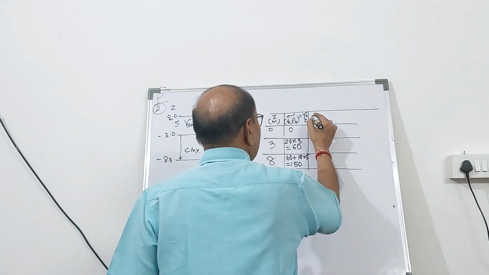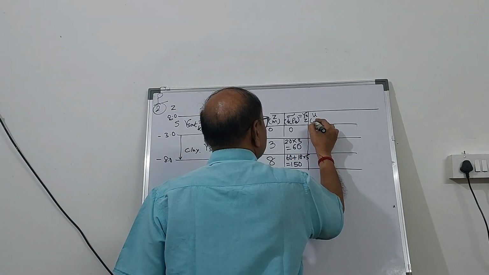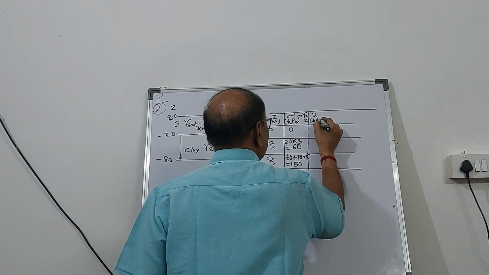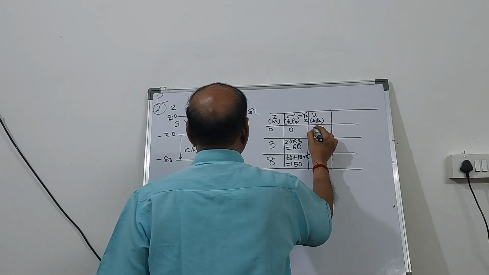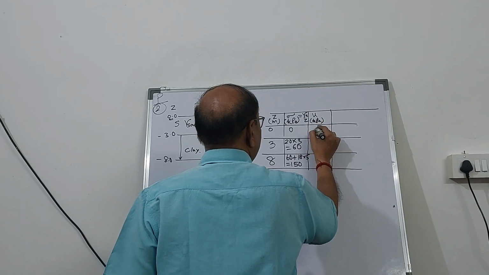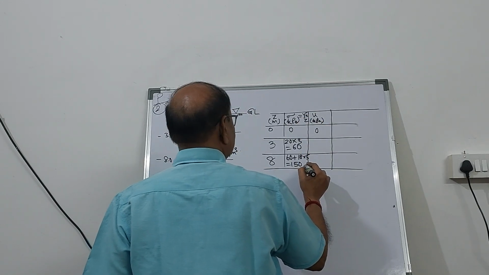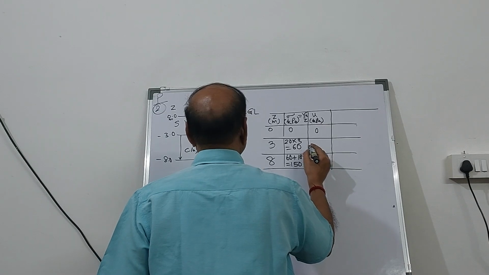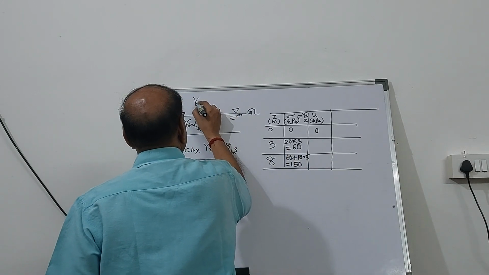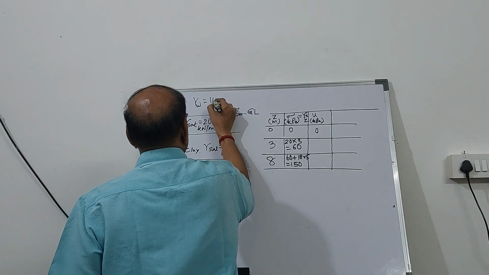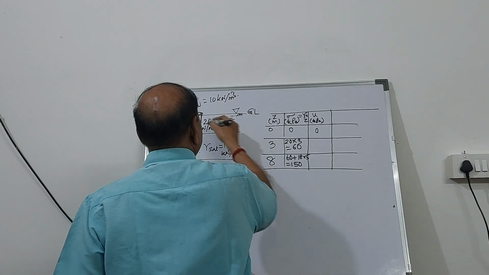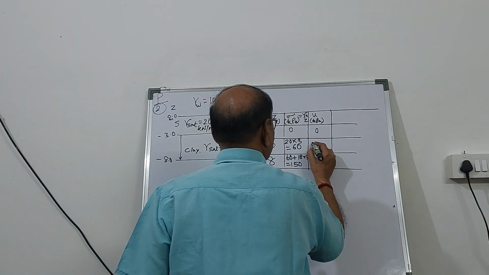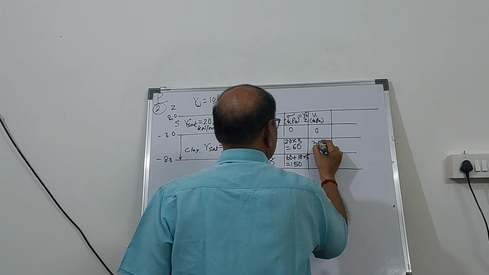And then the pore water pressure in kilopascal, U. Pore water pressure symbol is U. At 0, there is no column of water above that, so 0. At 3 meter, let's say the unit weight of water is given to you as 10 kilonewton per cubic meter. So it will be 10 into 3, so it becomes 30.